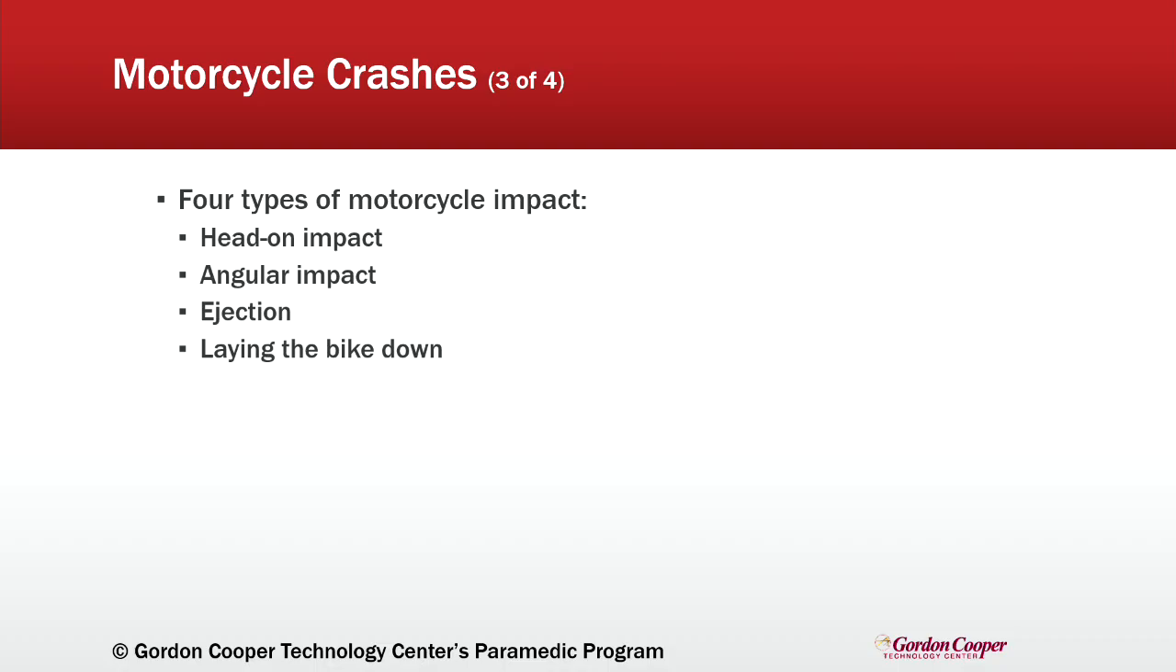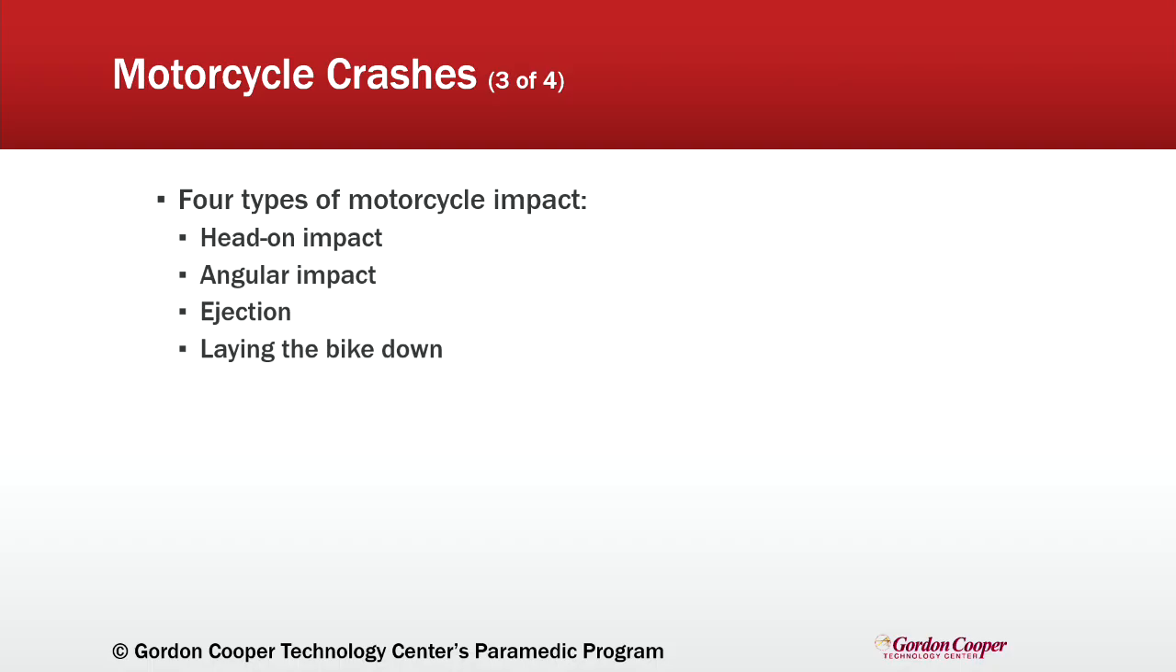There are four main types of motorcycle impacts that we deal with. Of course, head-on occurs when the motorcycle strikes an object and stops suddenly while the rider continues forward until stopped by an external force. On motorcycles with low seats, the gas tank can wedge against the pelvis, potentially causing severe anterior-posterior compression injuries and open pelvic fractures.